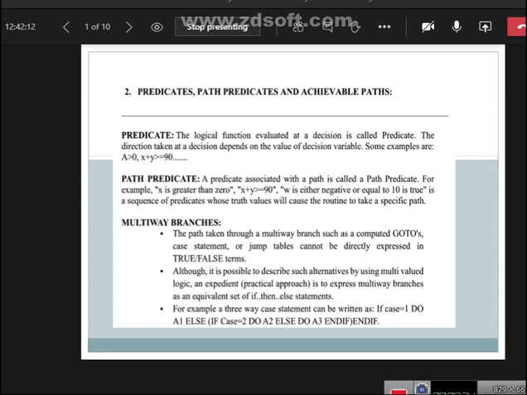Here they are giving an example. For example, a three-way case statement can be written as: if case is equal to 1, do A1, else do case 2, else do case 3. Then we perform the end if operation. Why? Because to close these case statements, we have to do the end if operation. This is the example for the multi-way branch given by them. Okay, this is about predicates, path predicates, and multi-way branches. Then go for the next slide.